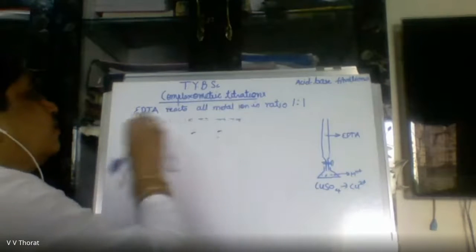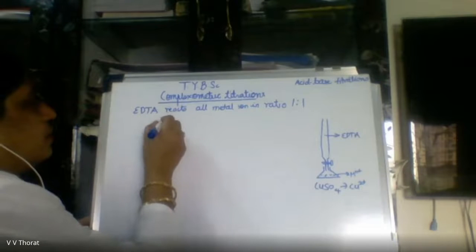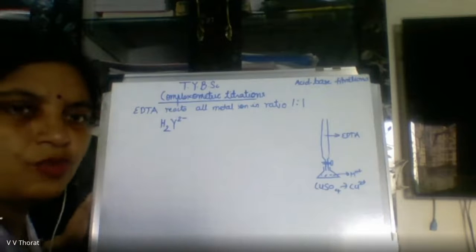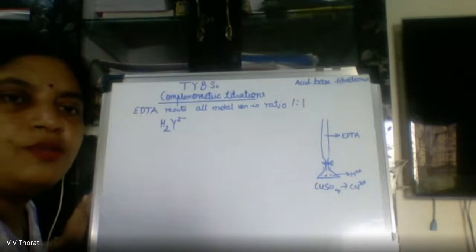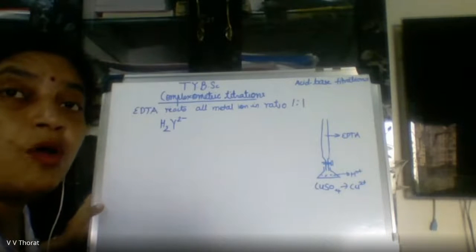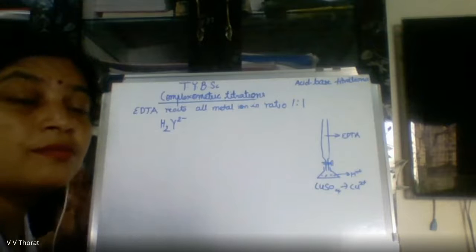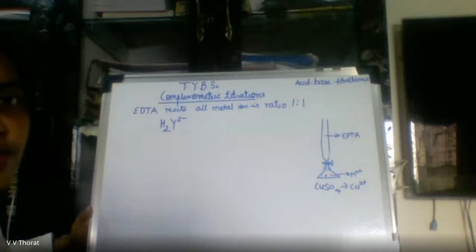See how I will tell you how to represent it. Sagar, what is this H2Y2 minus? It is the disodium salt of EDTA. Don't say sodium. Sodium is explosive. It reacts with water and air giving heat. So this is the disodium salt of EDTA.